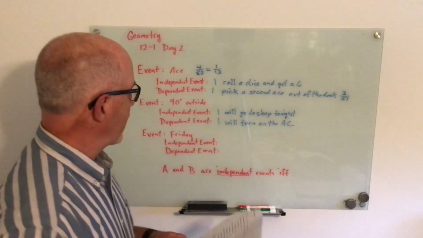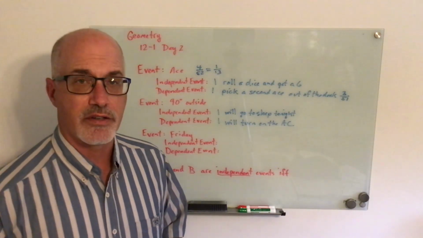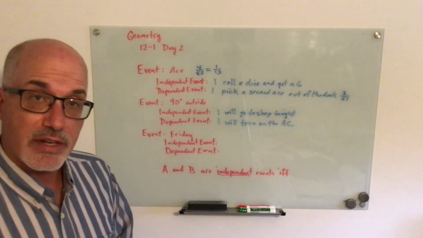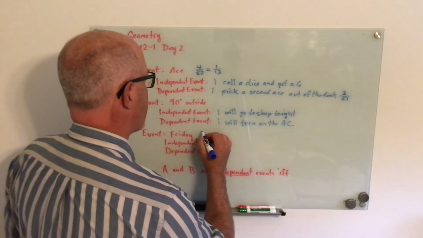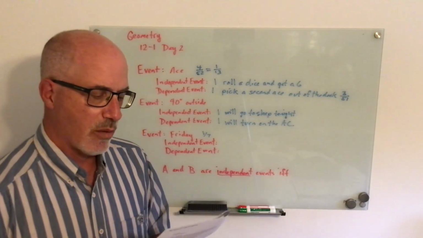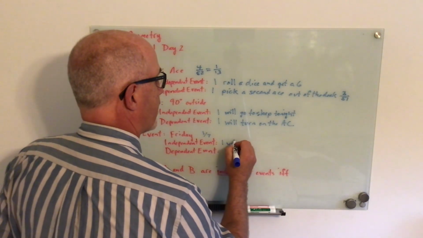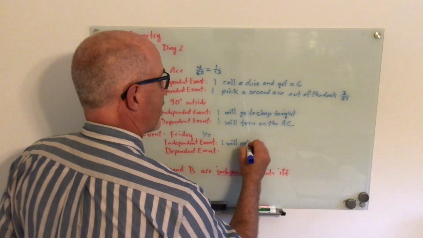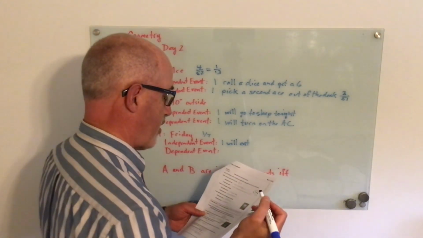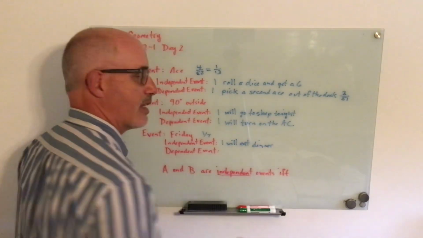Now the last one, the third one listed, is if we select a day of the week and it is a Friday. Notice that would be a 1 out of 7 if I pick one day out of the week. So this would be a 1 out of 7 event. An independent event would be that I will eat dinner. I don't have the habit of not eating dinner whether it's Friday or not. So I will eat dinner whether it's Friday or not. So that's independent of this.